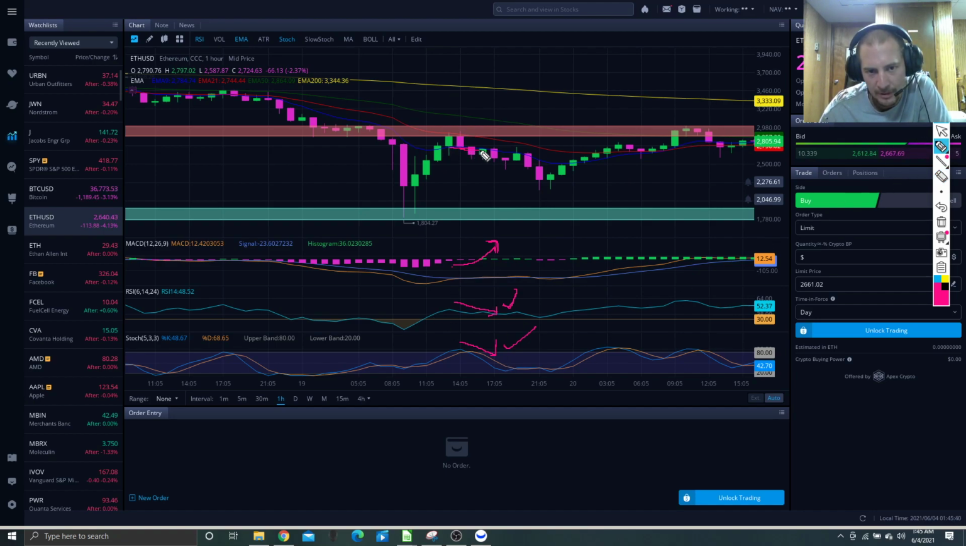So your entry is here, your stop loss is above this candle, and take profits roughly 2 times away and at 1 times your risk. So if your 1 times risk is this, when the price moves 1 times away from that here, you move this stop loss to your break even.